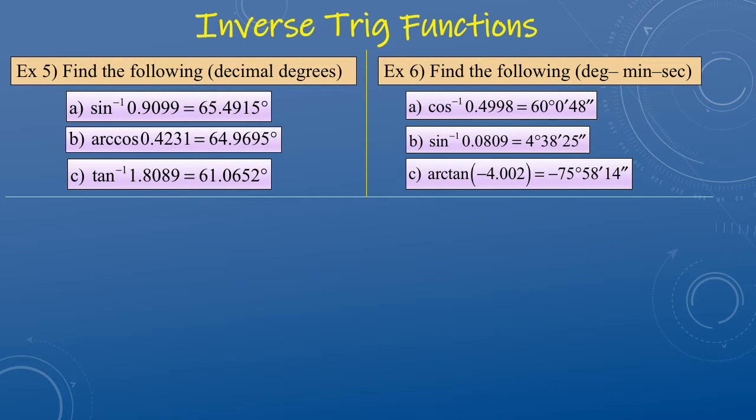In exercise 6, we are also asked to find the inverse trig functions, but now leave our answers in degrees, minutes, and to the nearest second. So the inverse cosine of 0.4998 is 60 degrees, 0 minutes, 48 seconds. The inverse sine of 0.0809 is 4 degrees, 38 minutes, 25 seconds. And the arc tangent of negative 4.002 is negative 75 degrees, 58 minutes, 14 seconds. We know that tangent is negative in the second and fourth quadrant, but notice that our answer is given in the fourth quadrant as a negative angle because that is closer to 0 degrees than a second quadrant angle.